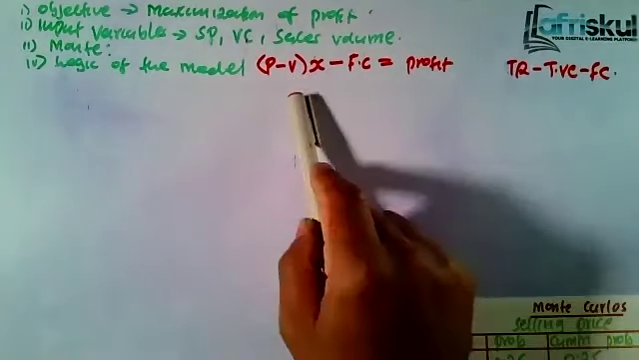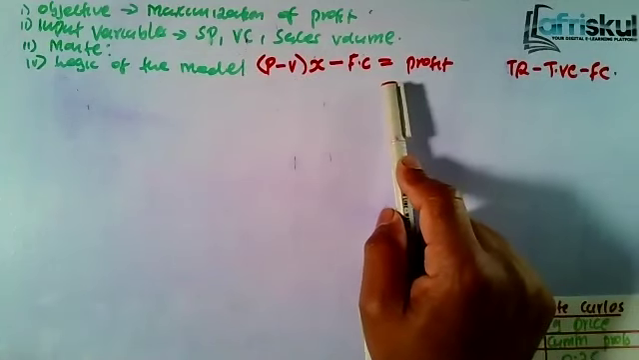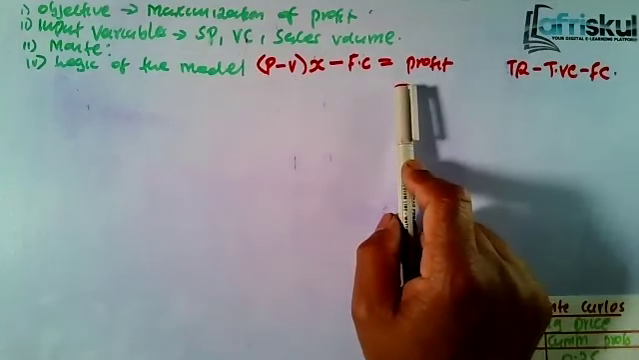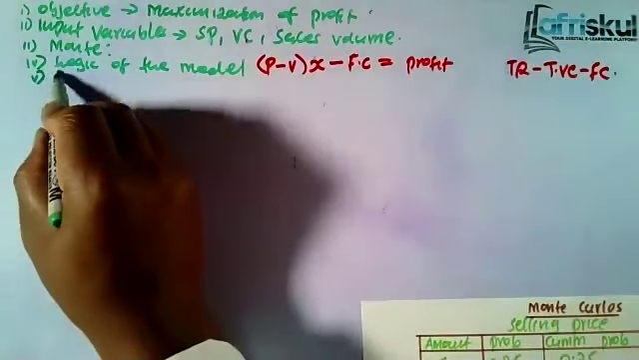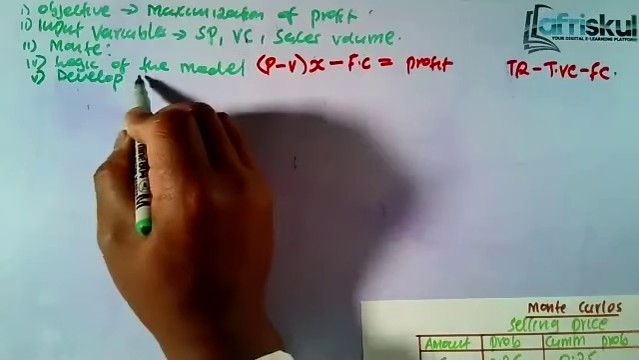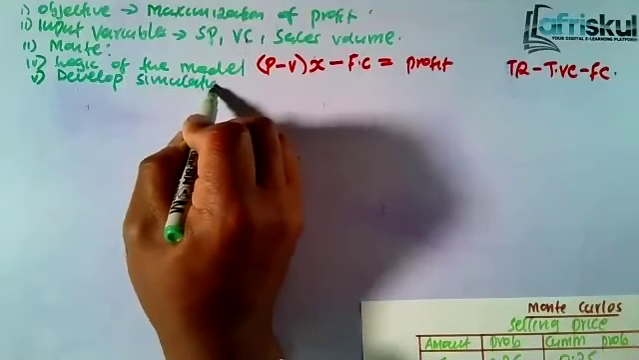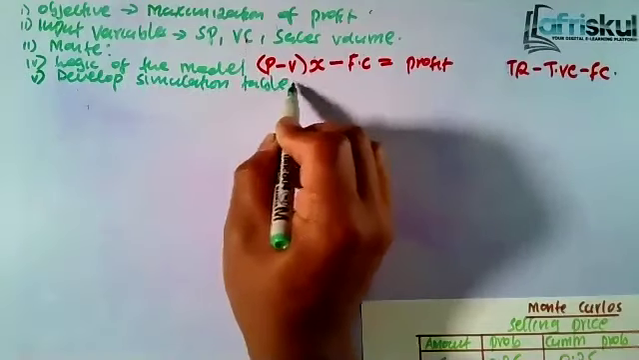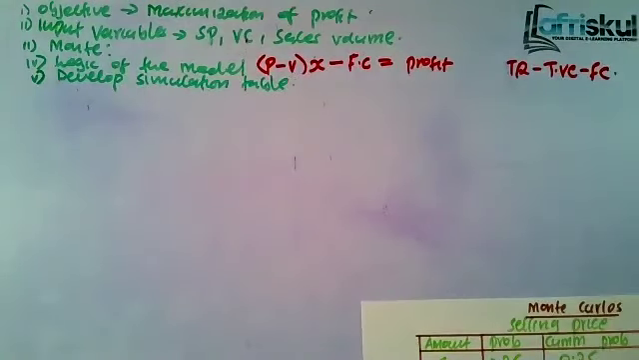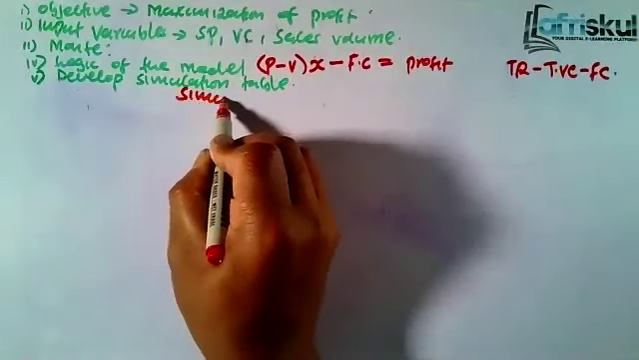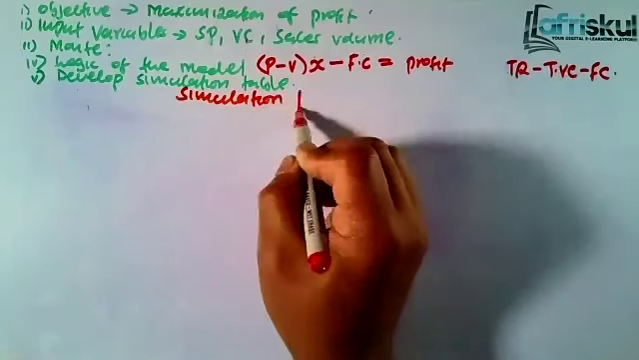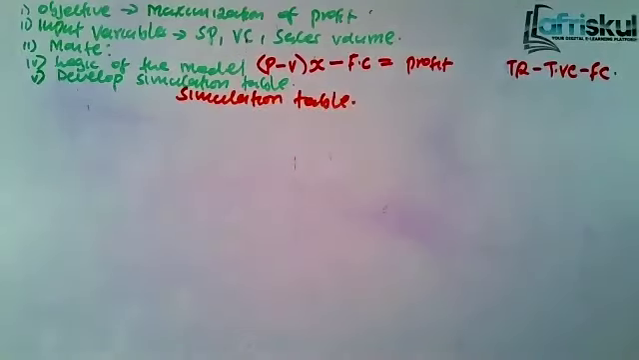Yeah, this is what you call the CVP analysis formula or the break-even point formula. It's one of the easiest. That was step number 4. And then step number 5, now you develop the simulation table. So now let's develop the simulation table. And how do we develop the simulation table? This is how you develop the simulation table.